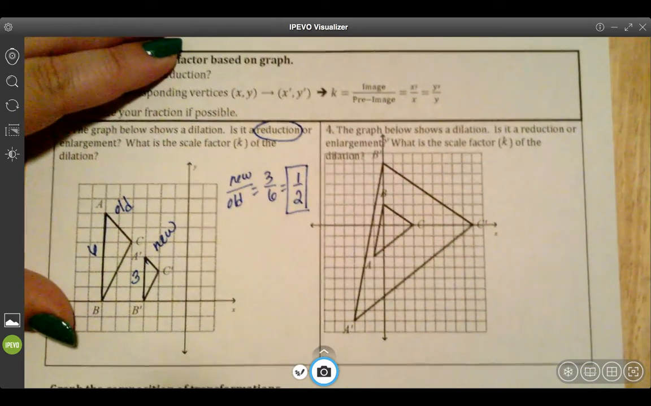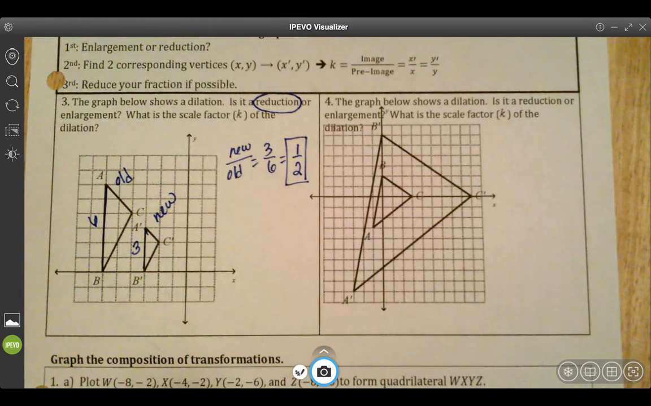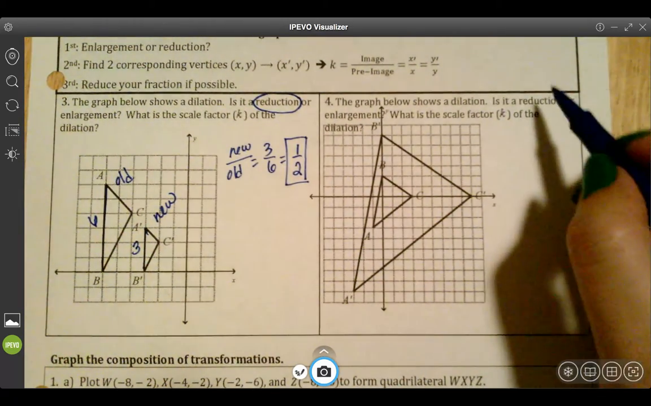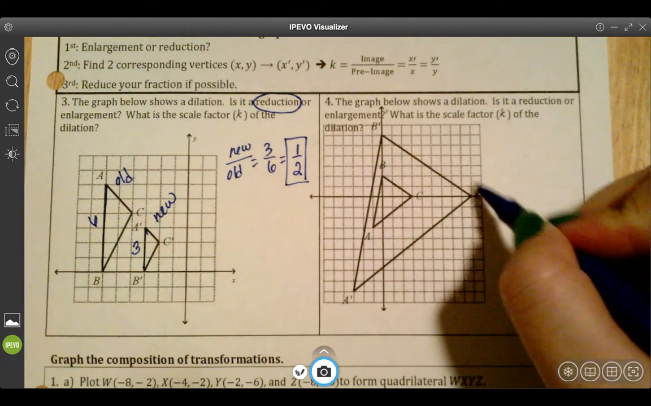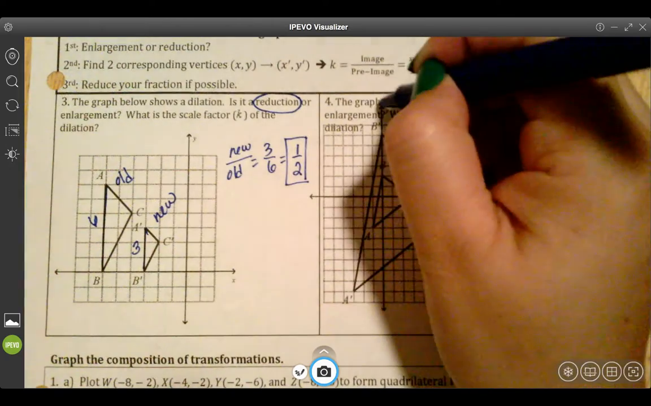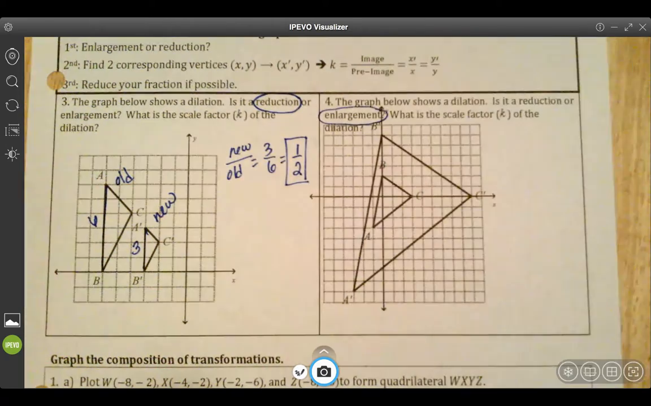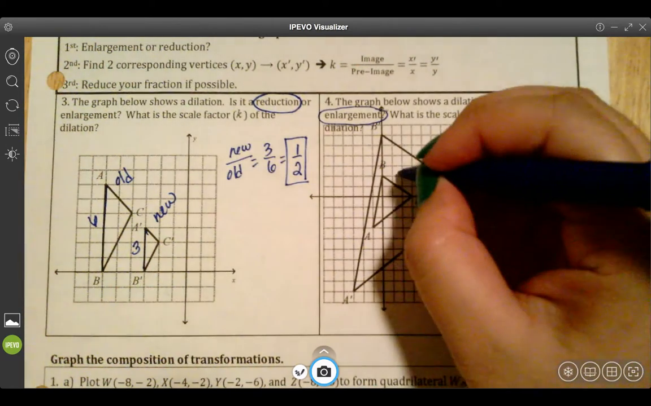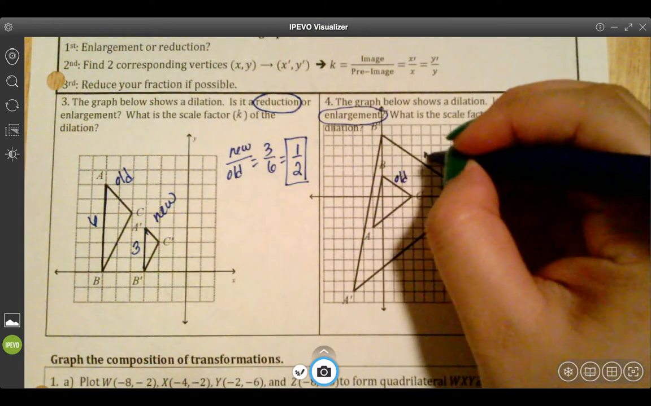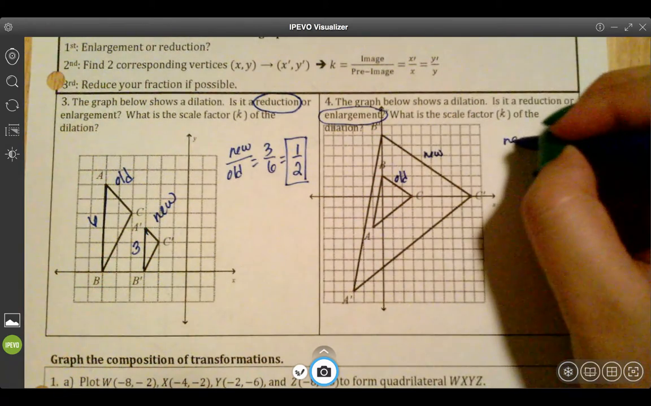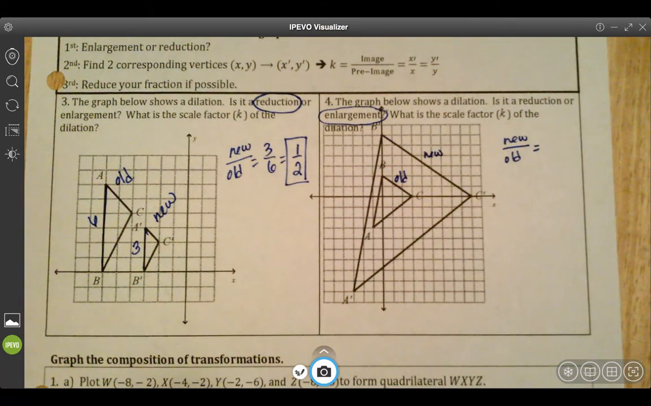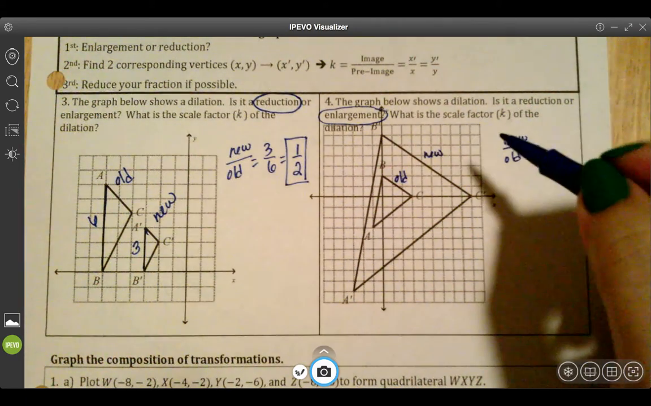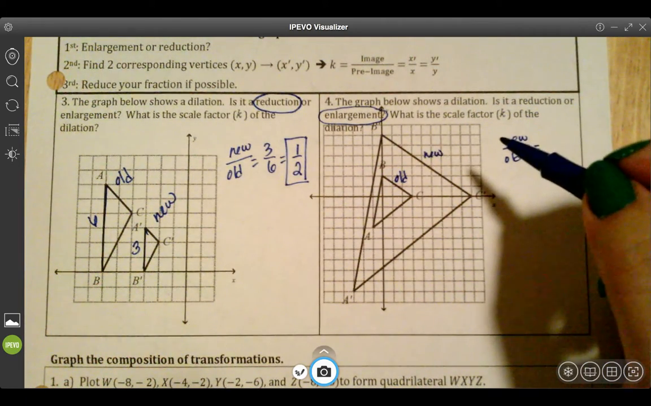On number 4, we're doing something very similar. We want to know, is this a reduction or an enlargement? So no primes to primes. The primes are bigger, so this is an enlargement. What is the scale factor? This is old. This is new. New over old equals, we need some lengths. We need some distances here, okay? And I only need to find 2 of these side lengths.